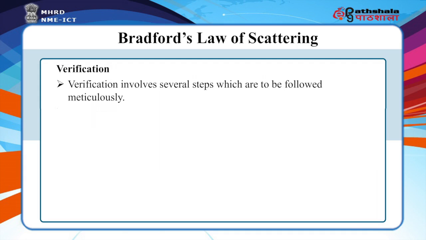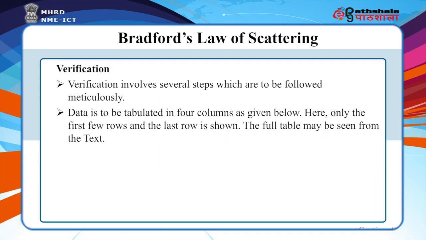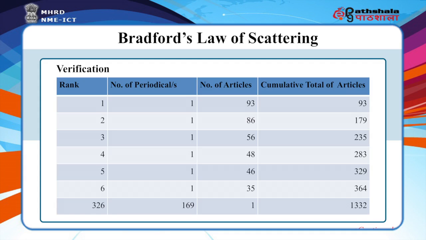Verification. Data is to be tabulated in 4 columns as given below. Here, only the first few rows and the last row is shown. The full table may be seen from the text. The table given above needs some explanations. The periodical having the largest number of articles, that is 93, ranks first, followed by periodicals ranking second, third, and so on.